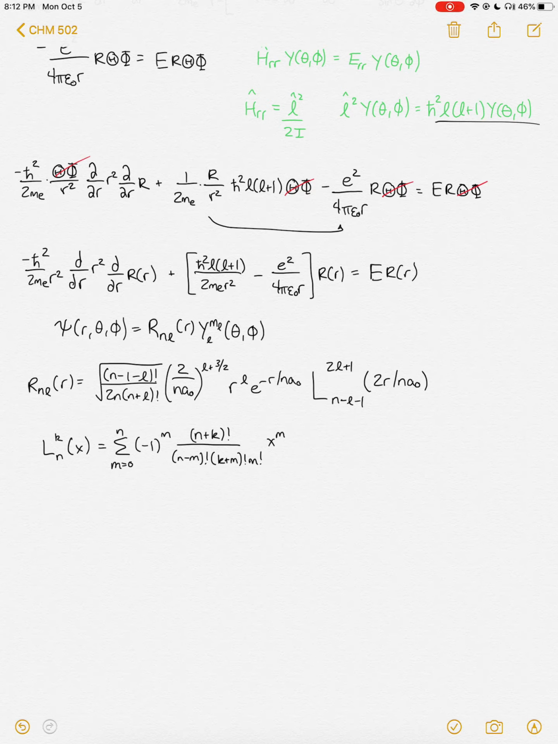And this gives rise to the nodes that we know to expect in the orbitals. And the shapes come from the spherical harmonic functions. So with this, hopefully you can see a little bit better how we eliminated the angular components and where these radial solutions come from for the hydrogen atom and its electron.